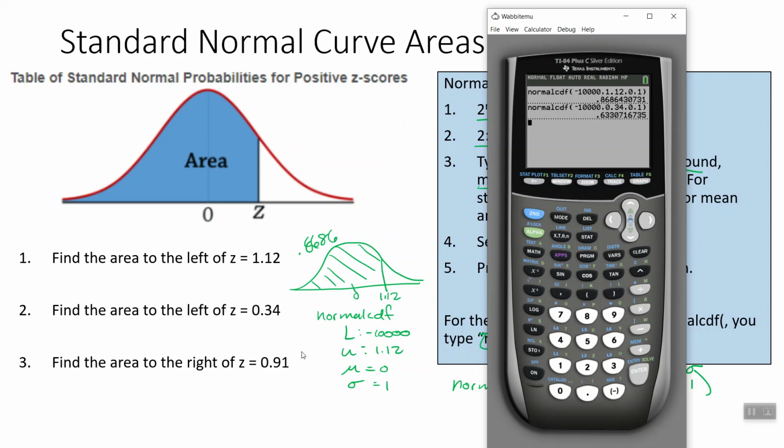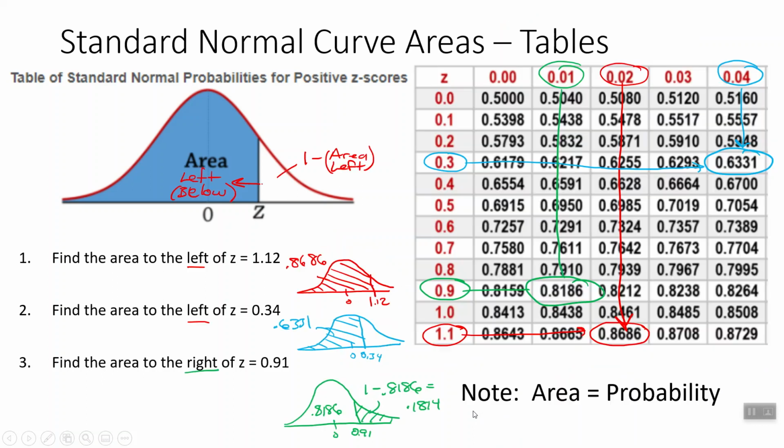All right, if we want to go to the right, we'll go back in, we'll do it again. Normal CDF number 2. So that means now our lower is going to be the 0.91. Our upper now is going to be something big because we're going off towards the right. So we'll just put in a big number like 1,000 or 10,000. Our mean and standard deviation do not change. And there's our 0.1814, which I believe is what we got last time too.